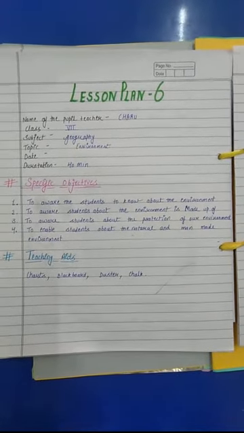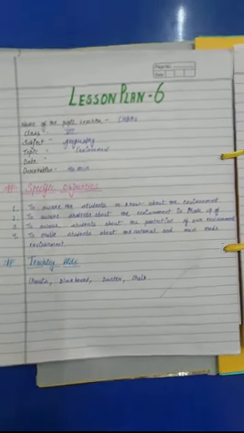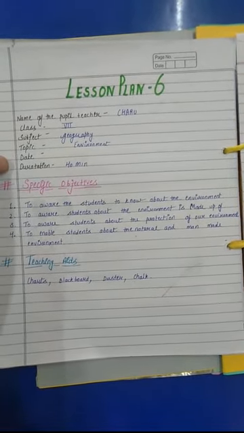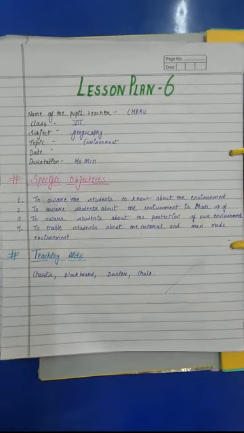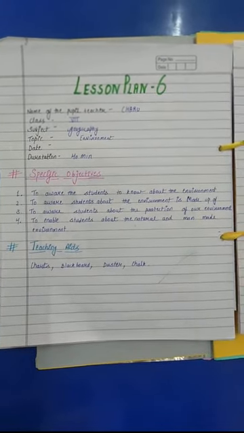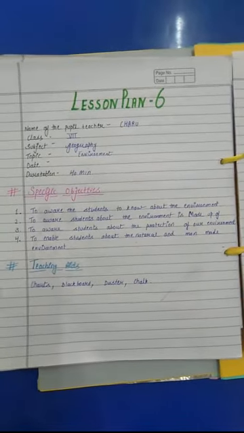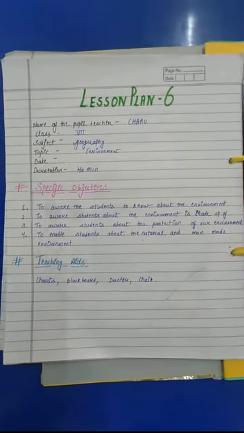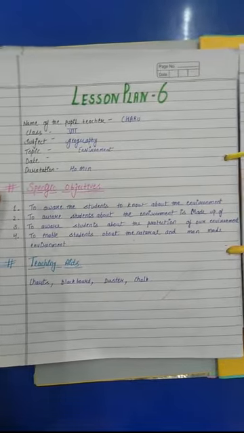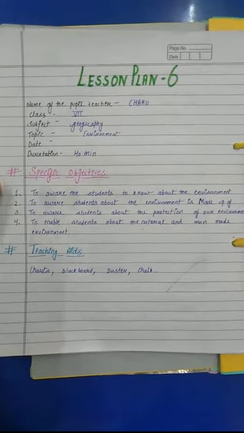The first thing we need to mention in a lesson plan is the name of the pupil teacher, class, subject, topic, date and duration. Thereafter, we need to mention general objectives, but I have not mentioned them here. It's up to you whether you want to mention them or not. I simply mention specific objectives.